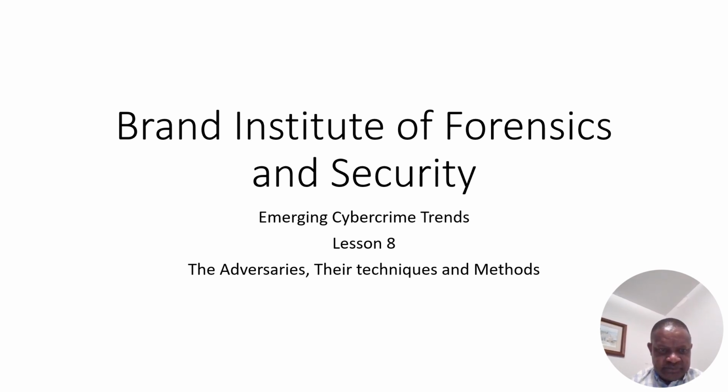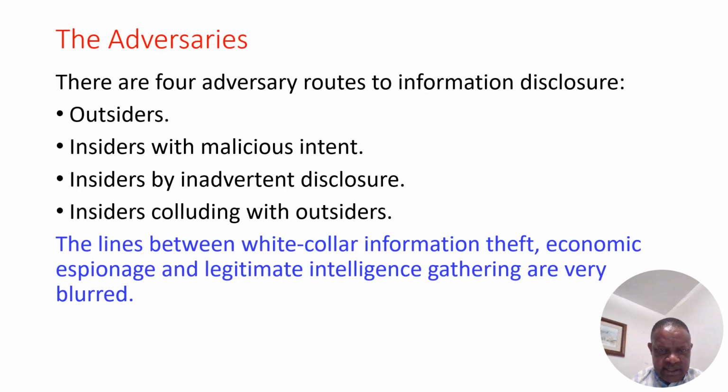Having said that, we are going to start this presentation and look at the cybercrime adversaries. Now, there are 4 adversary routes to information disclosure. Number 1 is outsiders. Number 2, insiders with malicious intent. Number 3, insiders by inadvertent disclosure. Number 4, insiders colluding with outsiders.